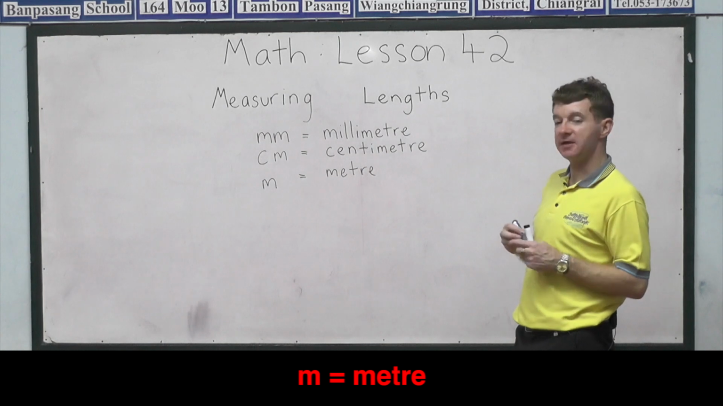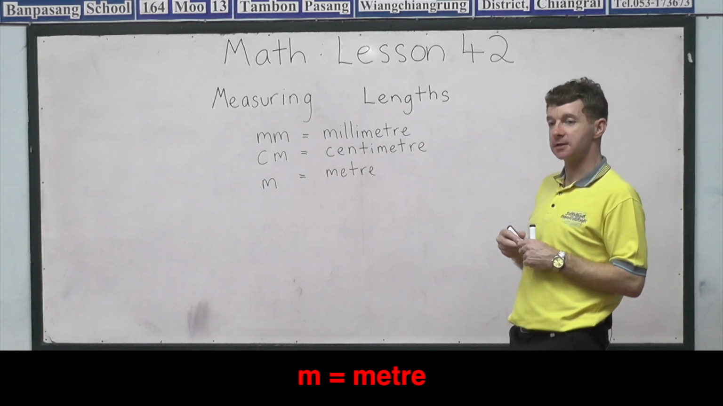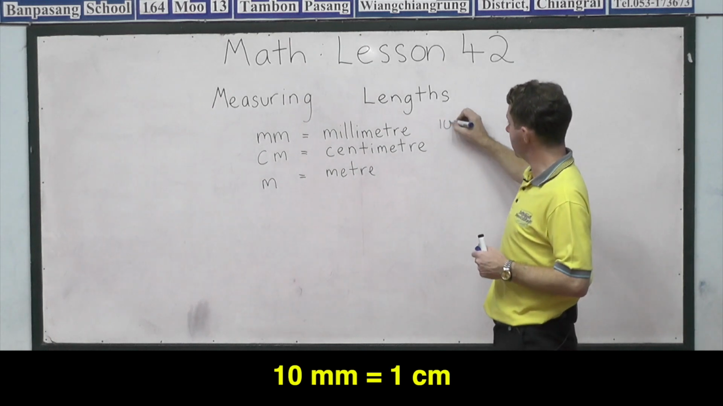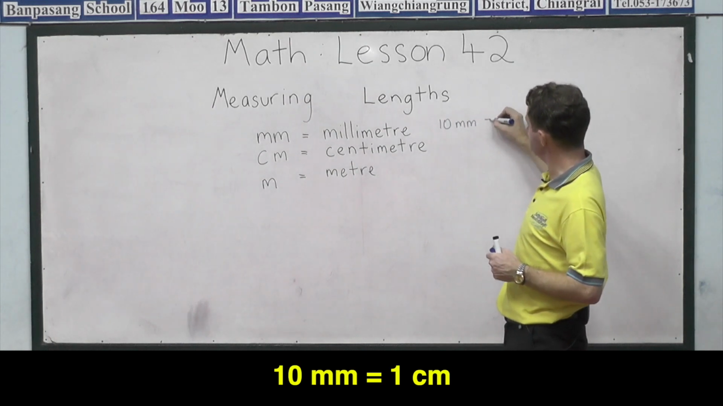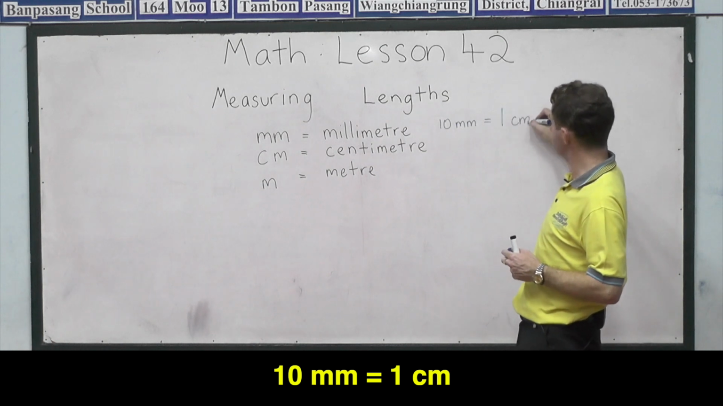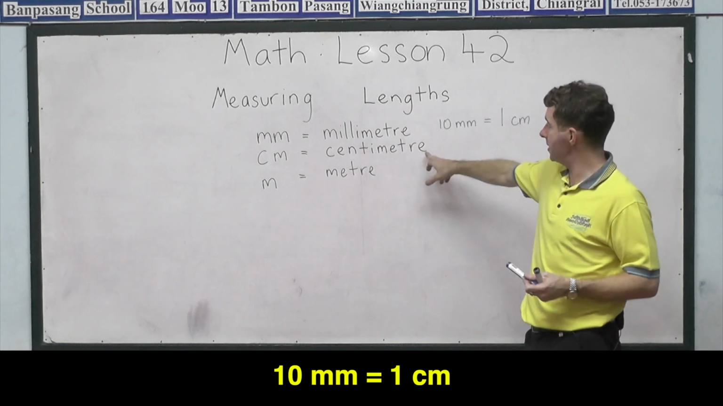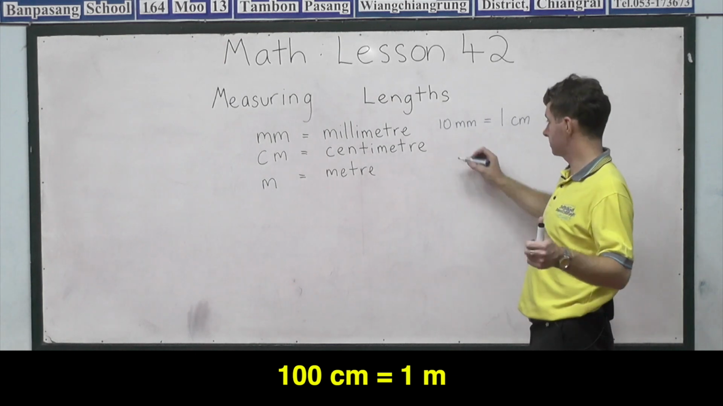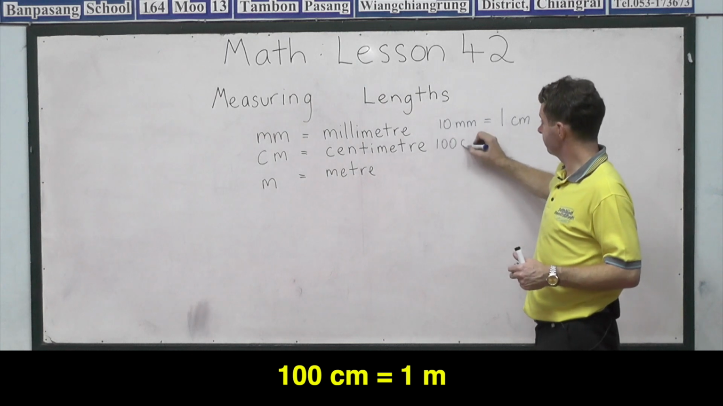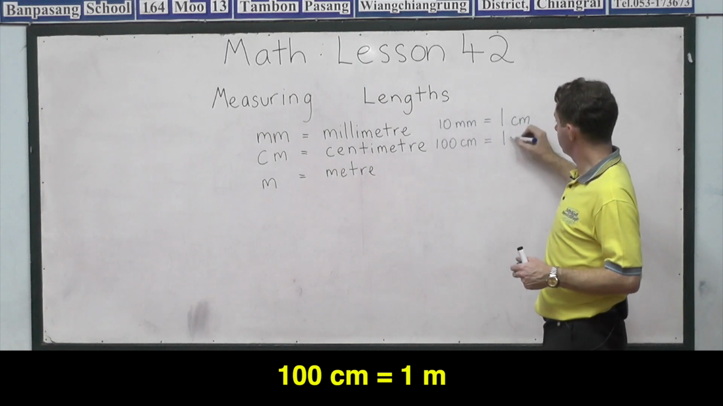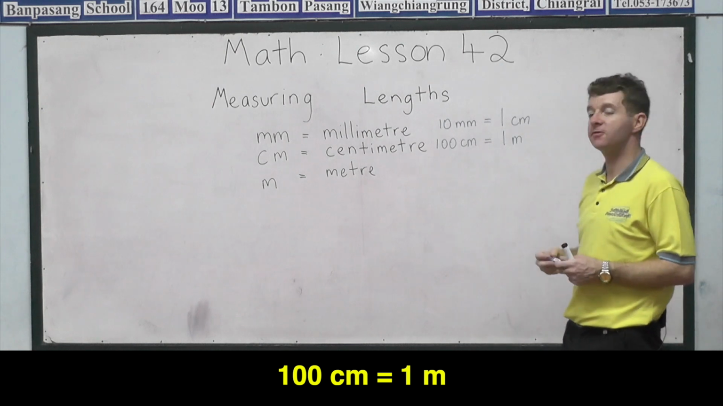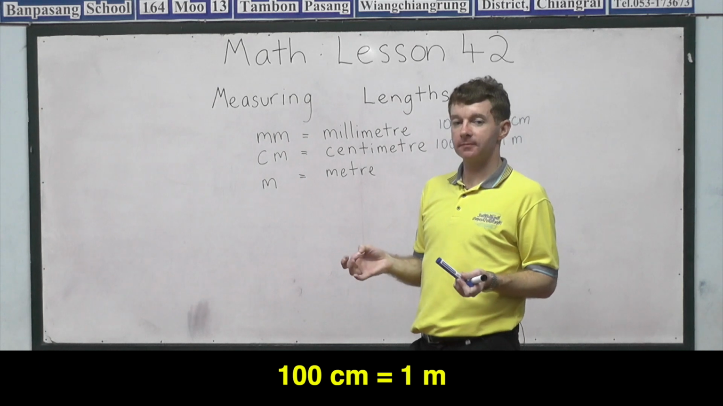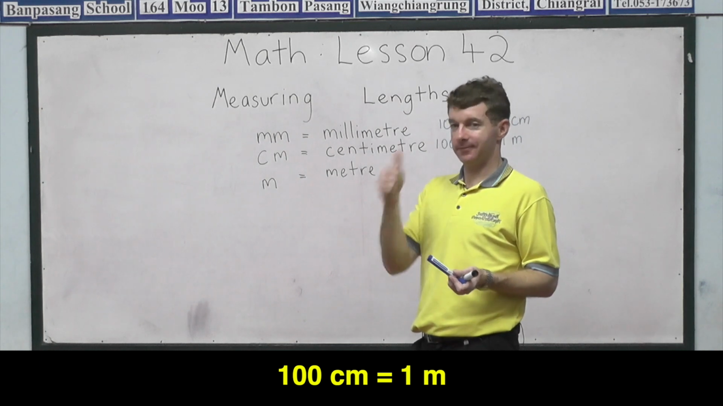How many millimeters in 1 centimeter? 10 millimeters. So we can say 10 millimeters equals 1 centimeter. How many centimeters in 1 meter? 100 centimeters equals 1 meter. And meters, what can we say? 1,000 meters equals 1 kilometer.